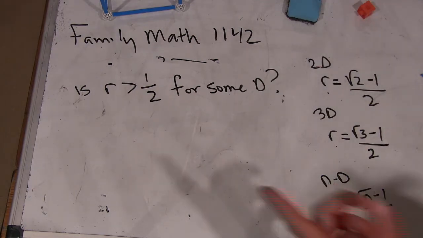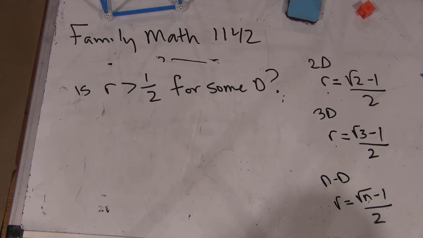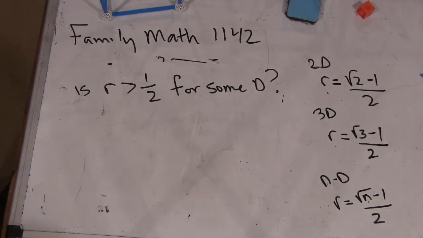The next question is, is there ever a dimension where the radius is greater than 1? Yes, there should be for 10 dimensions. So for the 9th dimension, your square root of n is 3, so you get 1 for your radius. So okay. That would mean the inner sphere is touching the sides of the box.